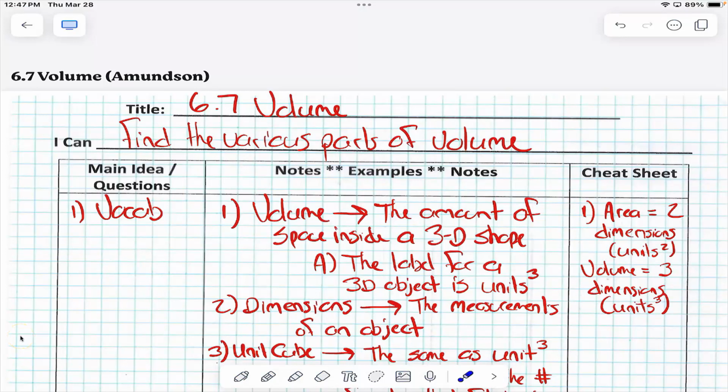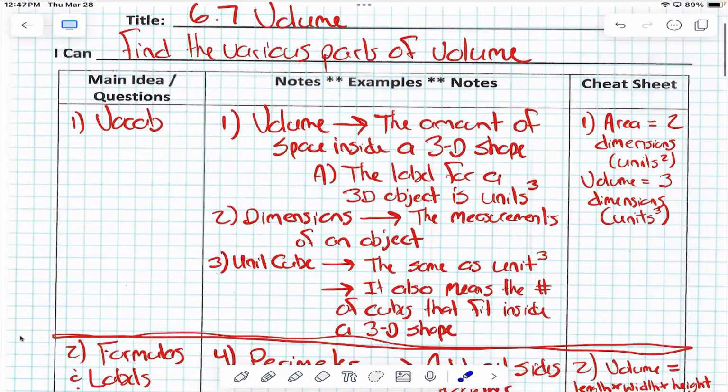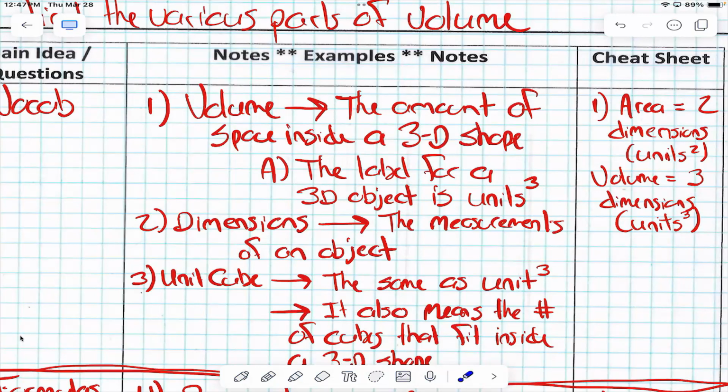Today we finished volume. Today we learned how to find the various parts of volume. Question. Volume measures how much is inside something, right? Yes. That something has to be what kind of shape? 3D. Yeah, volume is only for 3D shapes, right? So because volume's for 3D shapes, what is our label?